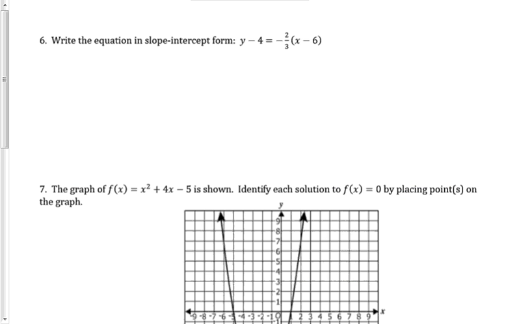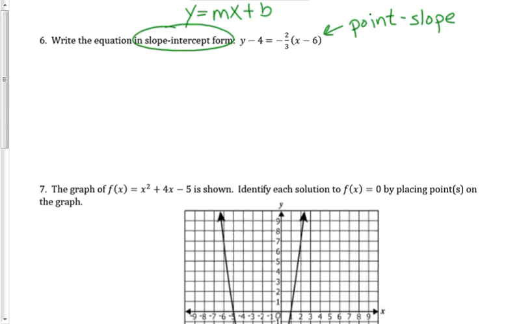Moving on to number 6, we already talked about slope-intercept form in the last problem. Remember, slope-intercept form is y equals mx plus b. What we have here is an equation that's in point slope. So we want to take this and we want to get y by itself. So the first thing we're going to do is take care of the parentheses. So we're going to distribute. Notice that there are no parentheses in our slope-intercept form. Making sure we distribute that negative 2/3 to both the x, giving us negative 2/3 x, and to the negative 6, giving us positive 4.